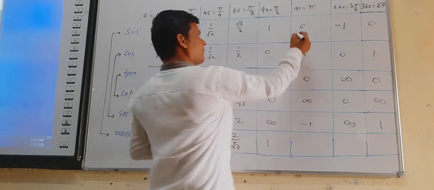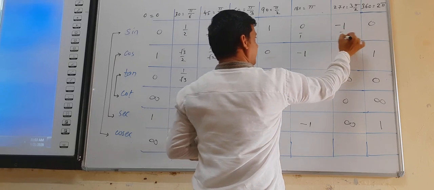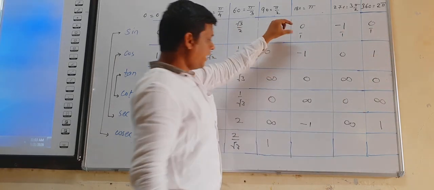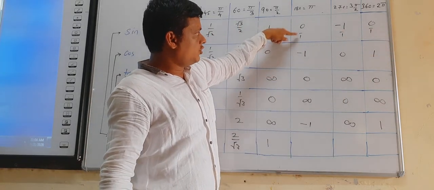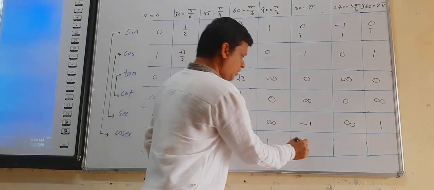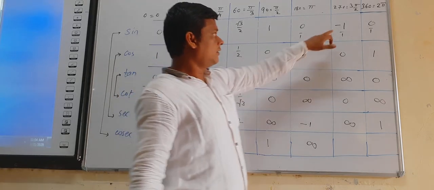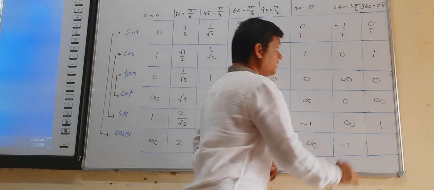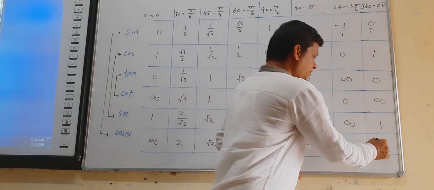So here divide by 1, divide by 1, divide by 1. Now we have to take its reciprocal. 0 upon 1, its reciprocal we have to take, 1 upon 0, 1 upon 0, that is not defined. 1 upon minus 1, that is minus 1, 1 upon 0, that is not defined.